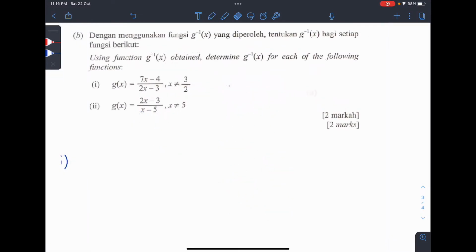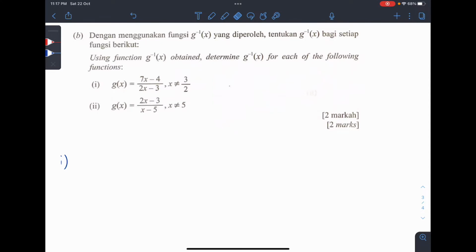So we have our second question right now. Using the function obtained in our previous question, determine the inverse function for each of the following functions. g(x) equals (7x minus 4) over (2x minus 3), and g(x) equals (2x minus 3) over (x minus 5).